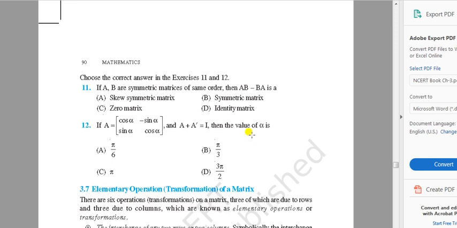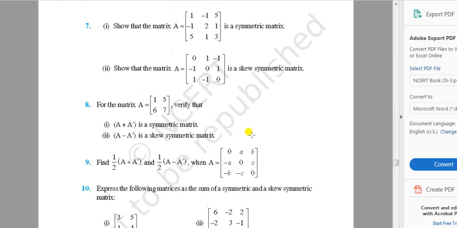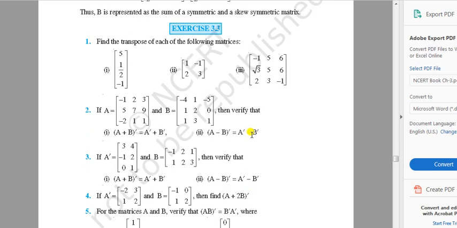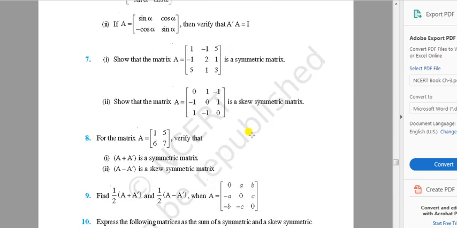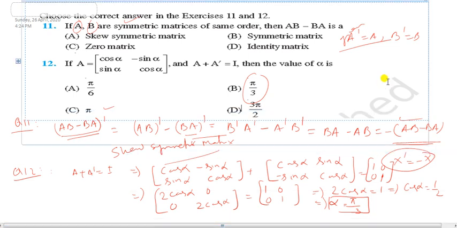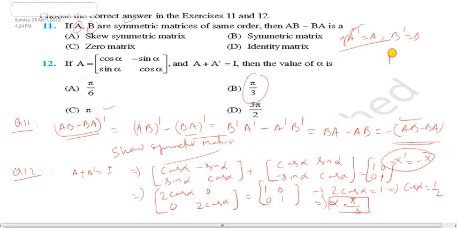So let me give you the homework for today. You solve this exercise, all the questions are there. This is your exercise 3.3. All questions you solve. So your homework is exercise 3.3 NCERT.